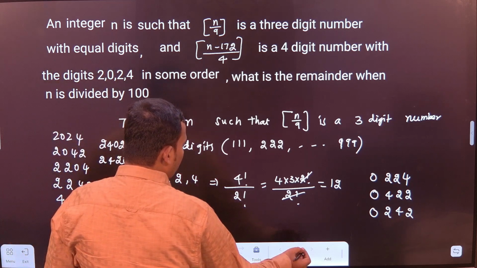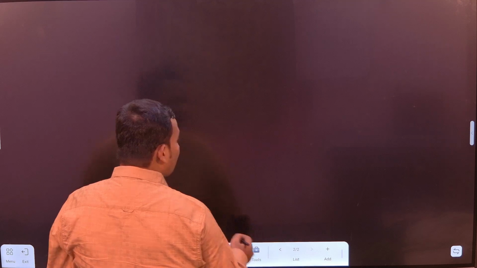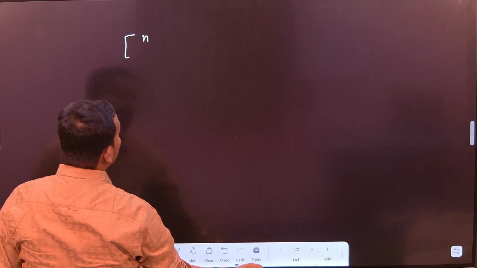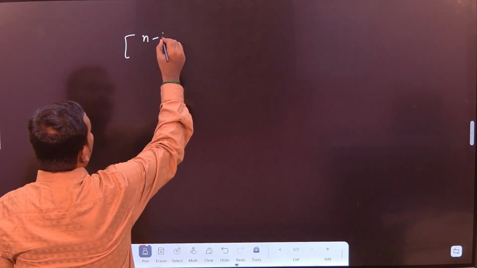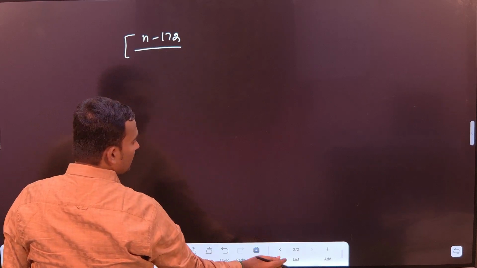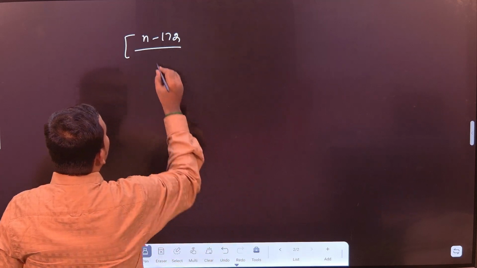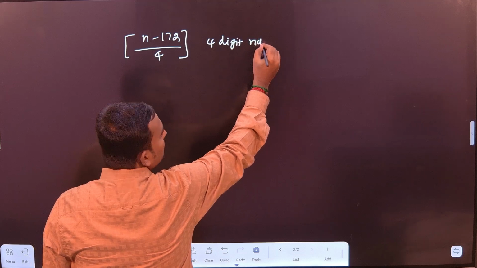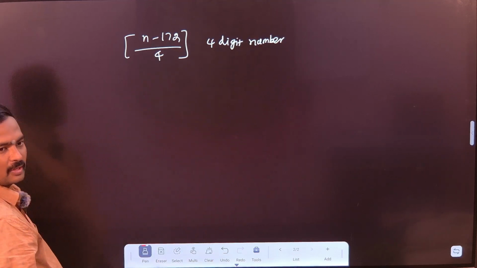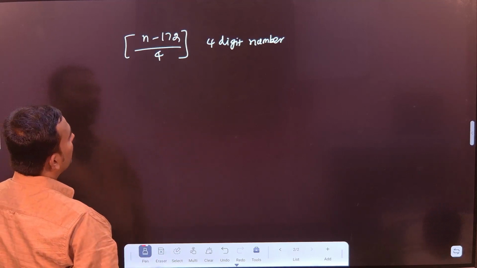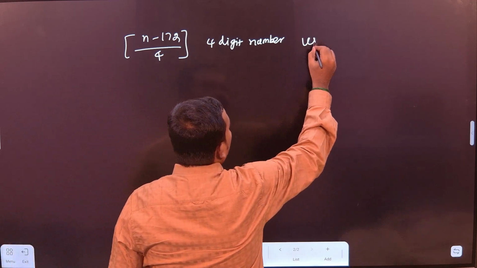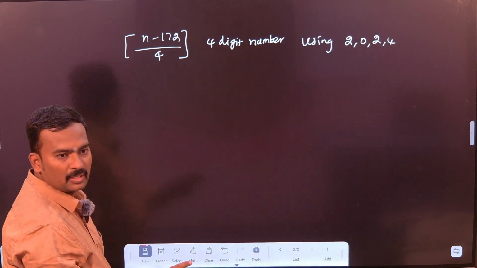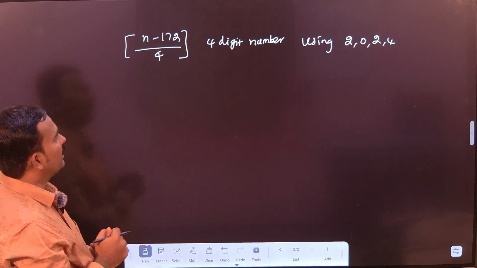Now our question is, what is possible? You can see the greatest integer function of (n minus 172) divided by 4 should be a 4-digit number, using 2, 0, 2, 4, that is two 2s, a 0 and a 4.